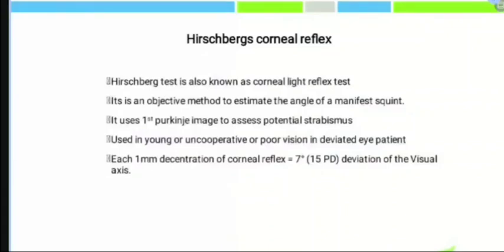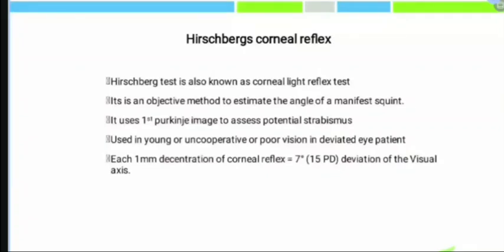Before coming to the Hirschberg test, I just wanted to highlight a simple history of Mr. Hirschberg. He is the one who introduced this corneal reflex test. Back in his time, he had been testing with various things to evaluate squint and other parameters. Finally, he came up with the idea of testing the corneal reflex with the help of candlelight. He used to see the candlelight reflex in the patient's eye and, based on that, documented the corneal reflex. And instead of candlelight, now we use torchlight, penlight, and other things.